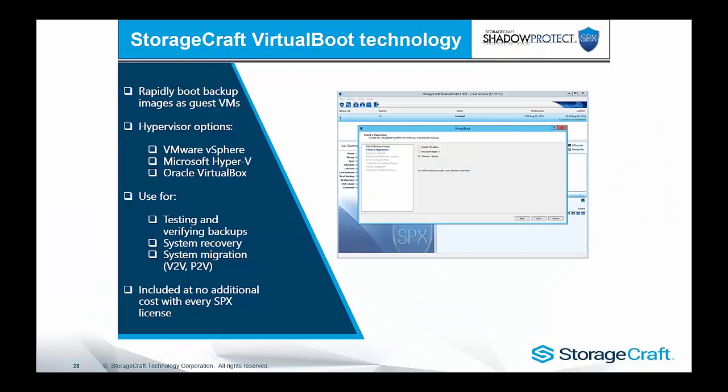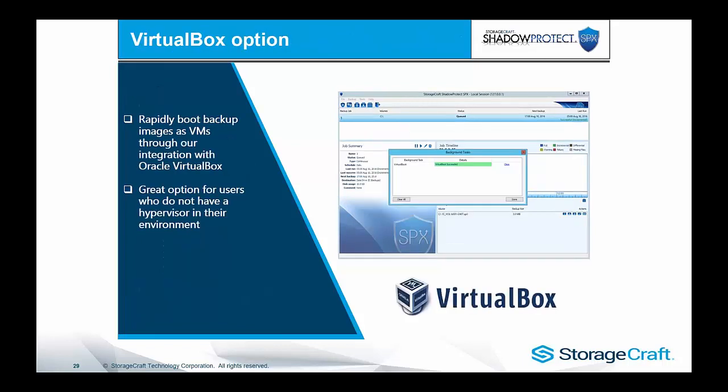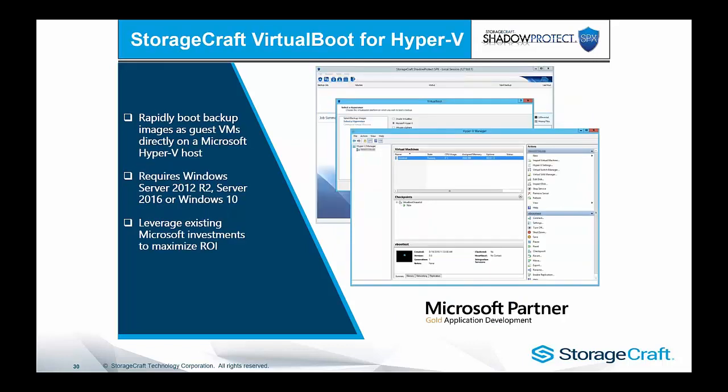But some of the key things here is obviously we support vSphere, Hyper-V and VirtualBox. It's great for testing and verifying backups. It's great for system recovery. It's also great for system migration. But it is included at no cost with ShadowProtect. You can have ShadowProtect sitting on your workstation or on a backup server. It doesn't even need to be licensed to perform a VirtualBoot. So with VirtualBox, obviously that's great if you've got a Windows 7 or Windows 8 PC. It's also good if you've got maybe a 2008 type old server that you want to leverage as the backup recovery server. Once you jump up to Windows 2012 R2 or newer, or even Windows 10, you could leverage Hyper-V.